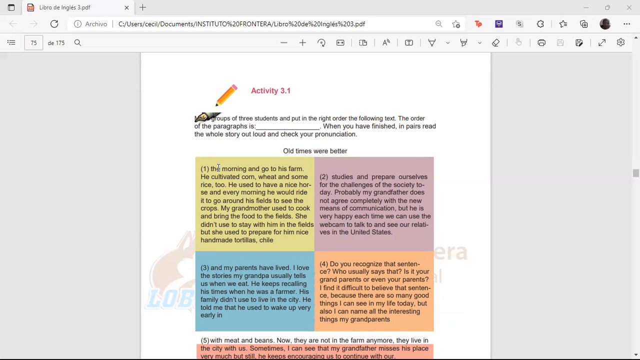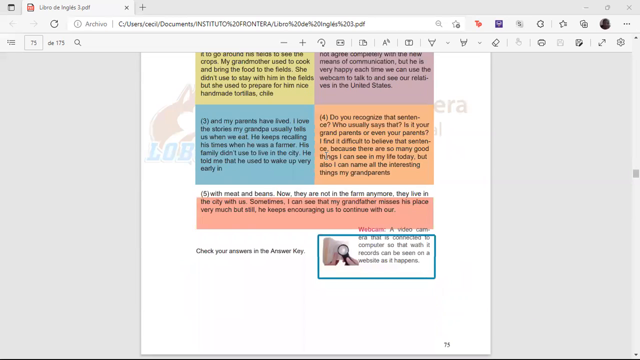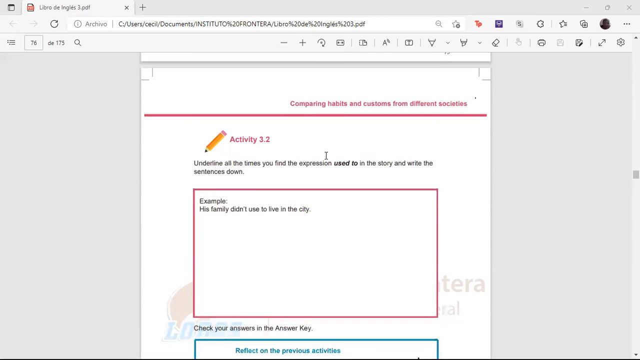So each one of them represents not another story, but something from the story, okay? It marks number 1, 2, 3, 4, and 5. Now you have to read it, and after you read it, each one of them represents something in it as well. It says underline the times you find the expression used to in the story and write the sentence down.